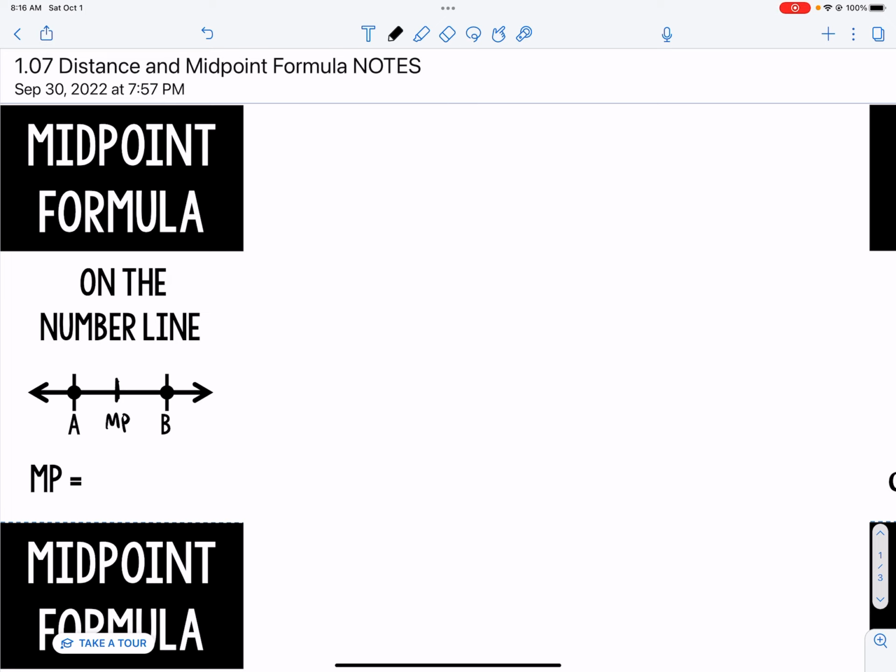Right, and then this midpoint will be equidistant from both A and from B, because that is the definition of a midpoint. Alright, the formula for the midpoint on a number line is A plus B over 2. Pretty much the average of A and B.